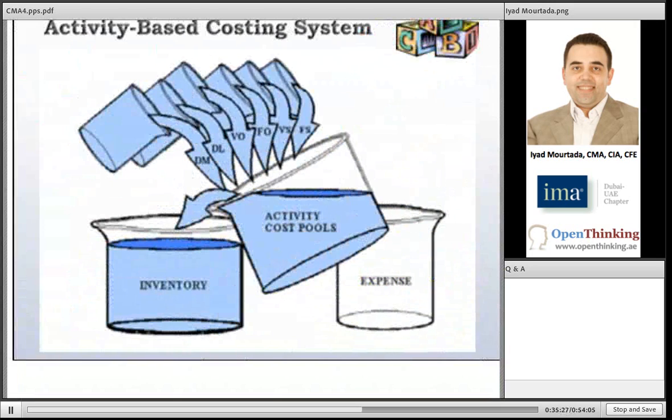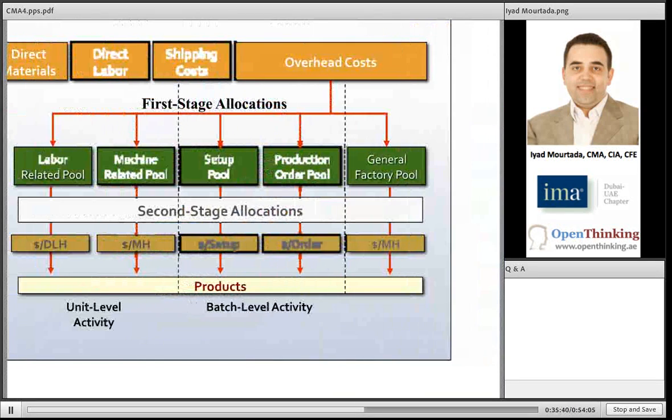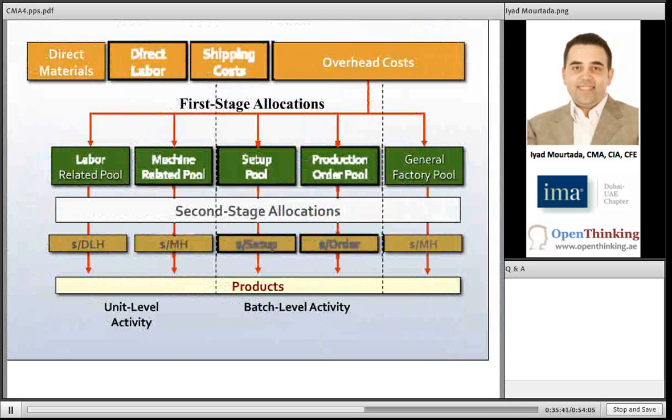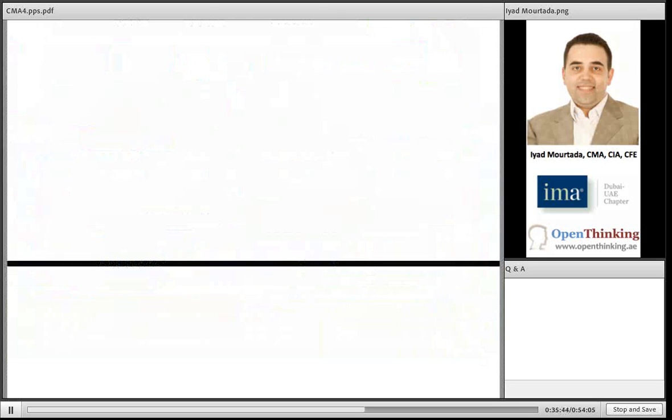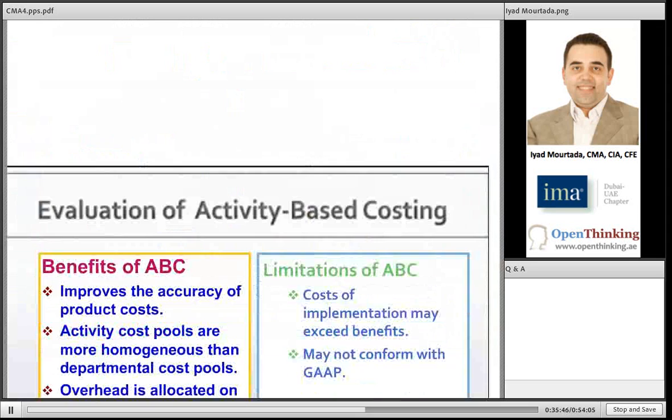And this is another way of looking at it. See, we take all these costs from different factors. We put them in one activity pool, and after that, we assign them to understand exactly how much the actual cost is that we have. It's really important for you to understand activity-based costing. They love to ask a question about it in the exam.